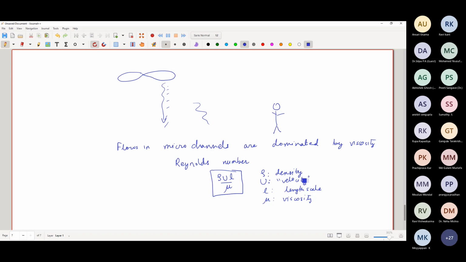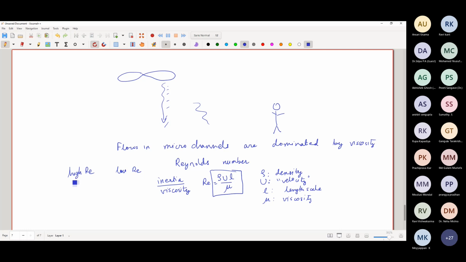So it establishes how dominant inertia is compared to viscosity. If inertia is very much dominant, then you will have high Reynolds numbers. So high Reynolds numbers, we call it Re. So high Reynolds number flows versus low Reynolds number flows.